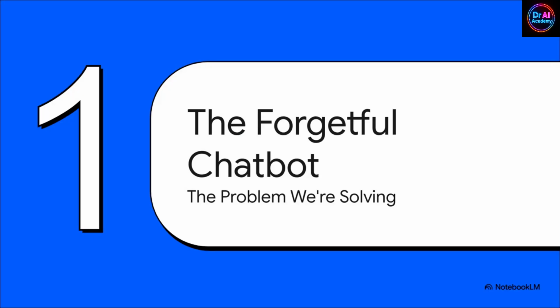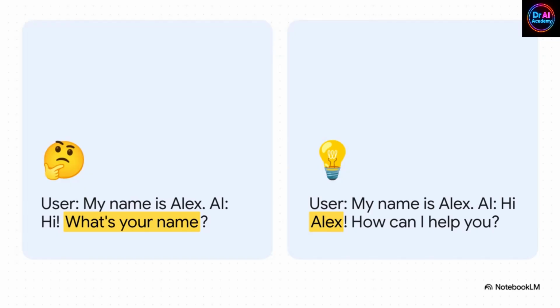So before we jump into the solution, let's really get a good look at the problem we're up against. That way we'll really appreciate how cool the fix is. This right here says it all. I mean, look at the left side. The typical chatbot has already forgotten your name. It's a total dead end. But on the right, that's what we're aiming for. An AI that actually uses the information you give it. It makes the whole thing feel so much more personal and intelligent.